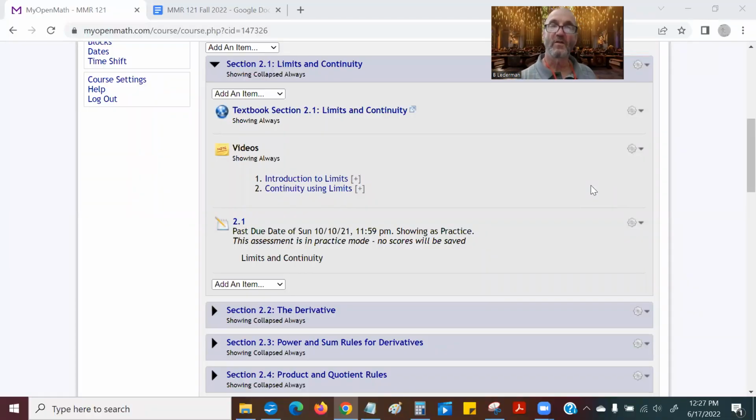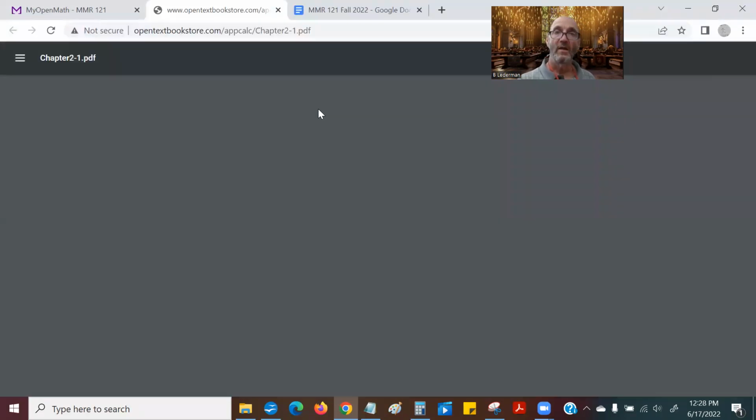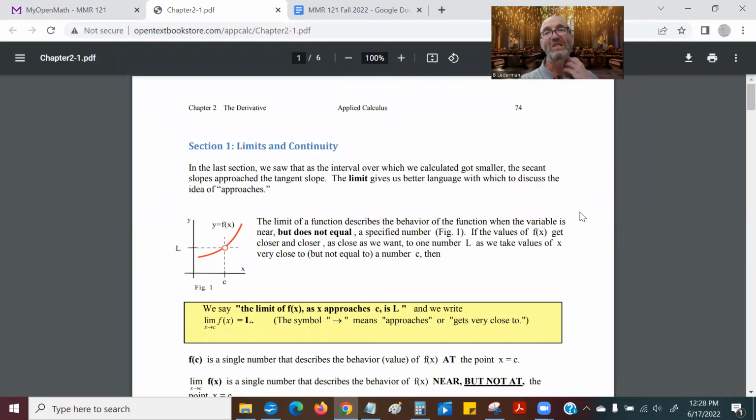Now I want to put this together in a little more official way. So I'm going back to section 2.1. These are the problems I was looking at. Now I'm just going to click here. This is our textbook section, and I want to show you some of the official definitions for limits and continuity. I was showing you more of a hands-on way. Now I want to get to some of the official things.